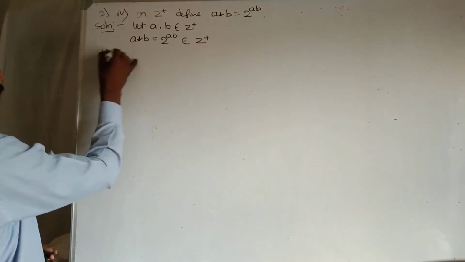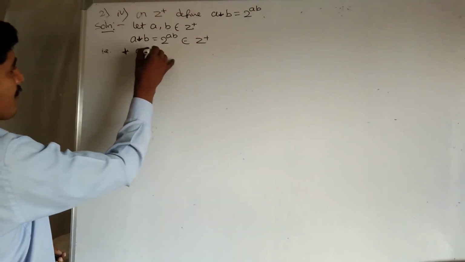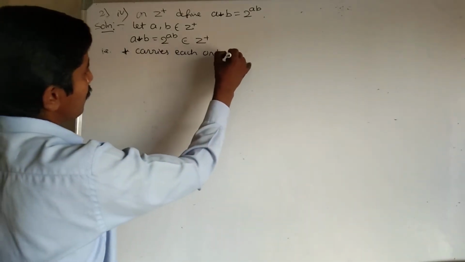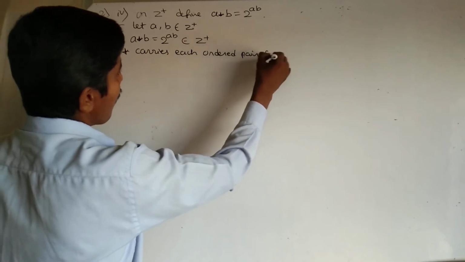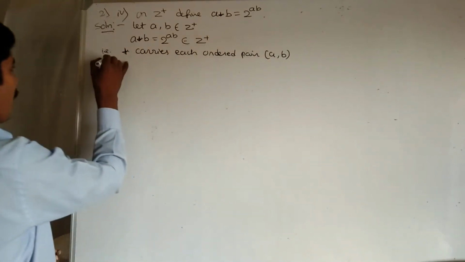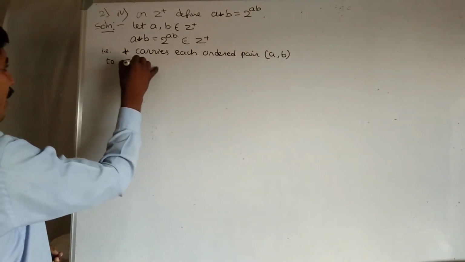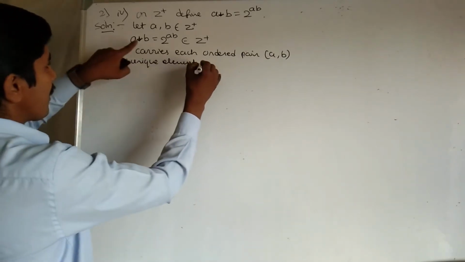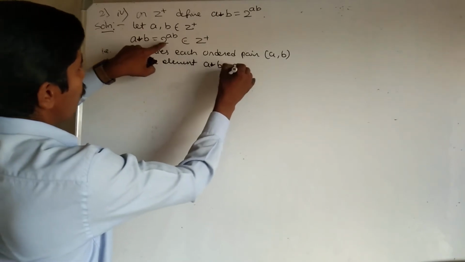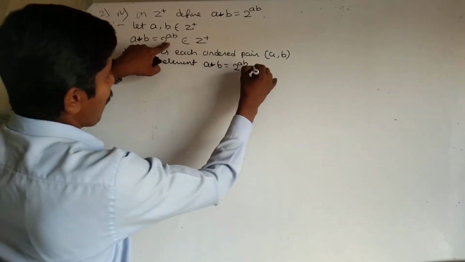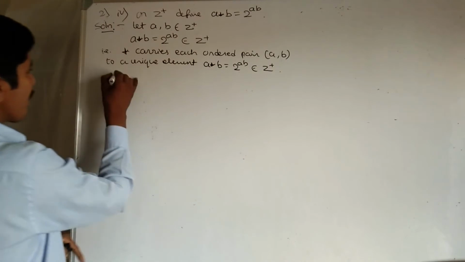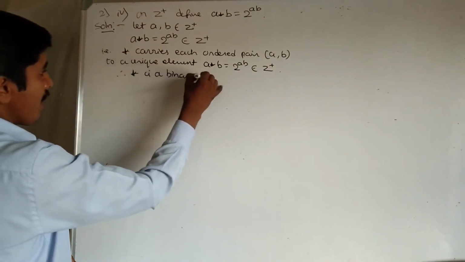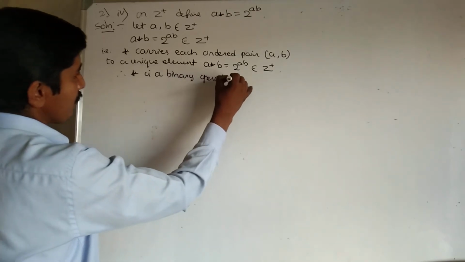That is the right definition of binary operation. Star carries each ordered pair (a, b) to a unique element a star b equal to 2 power ab in Z plus. Therefore, star is a binary operation on Z plus.